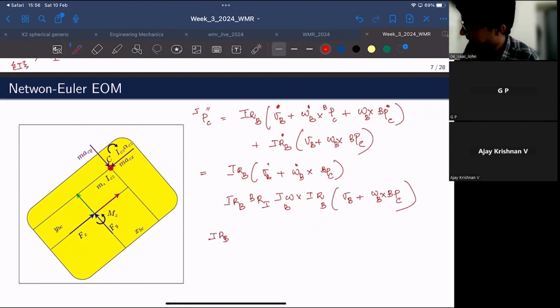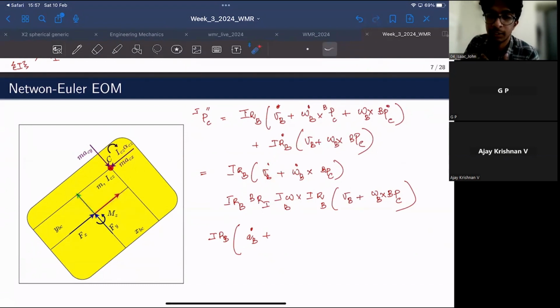IRB, we have this term over here inside this bracket, the derivative of velocity of B represented with respect to its own frame of reference. That is nothing but acceleration, right? Acceleration of point B referred with respect to its own frame of reference. Then what are the remaining terms? We have omega B. We also don't have any superscript here, so that means omega B is referred with respect to its own local frame of reference B.